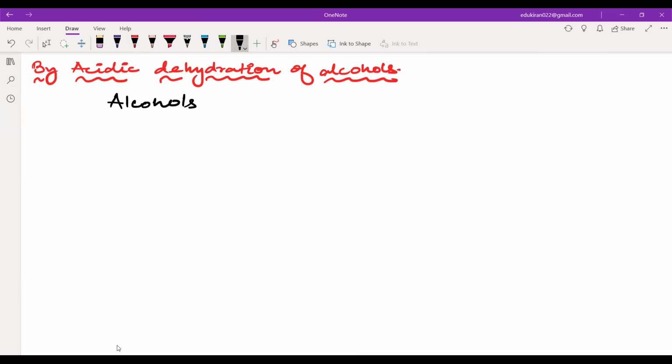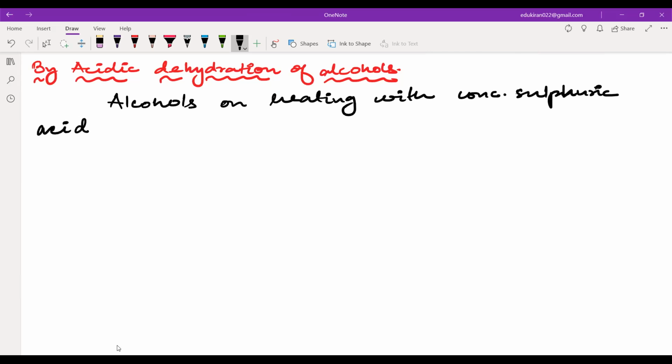Alcohols on heating with concentrated sulfuric acid form alkene by removal of a water molecule.